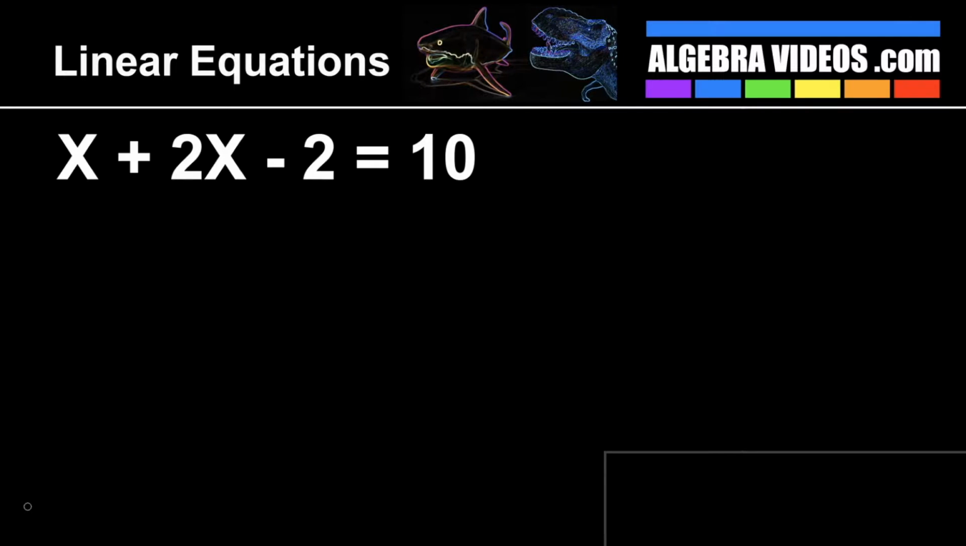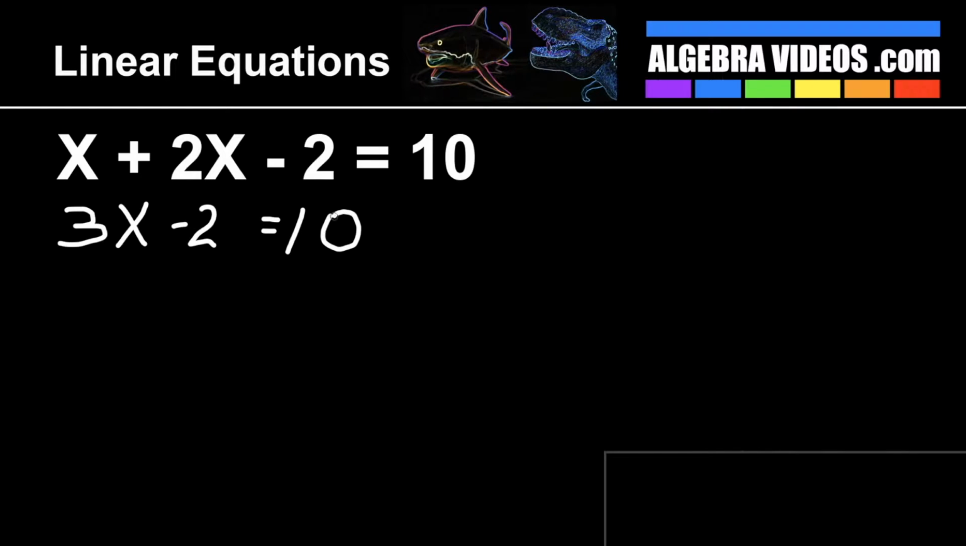In math class, they would say simplify like terms, but I would just say simplify anything that looks similar. So here we have two different x terms, and we can simplify those. And let's just do that first. So x plus 2x simplifies to 3x. Just like 1 plus 2 is 3, 1x plus 2x is 3x. And then everything else we'll leave the same. 3x minus 2 equals 10.